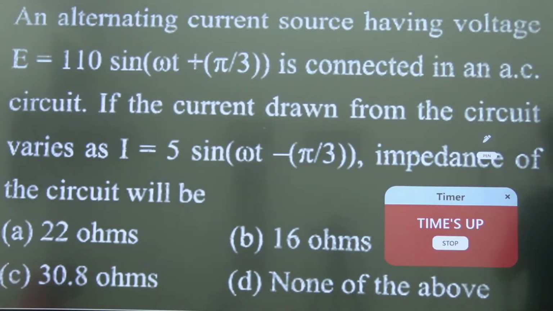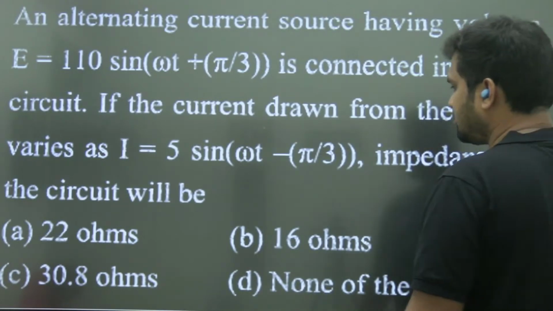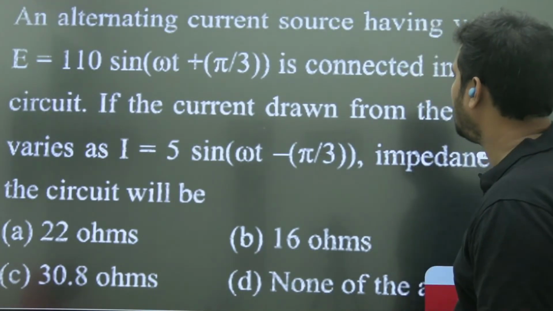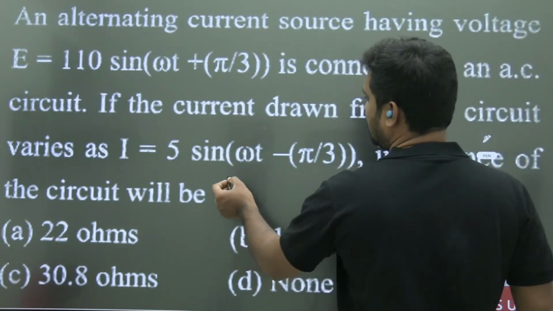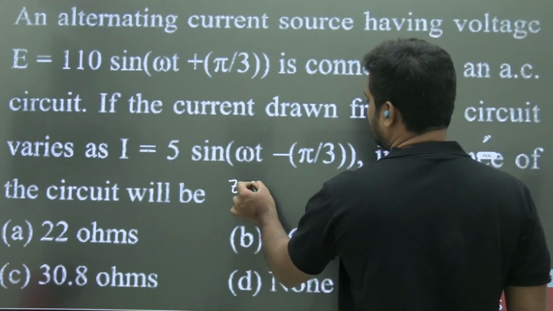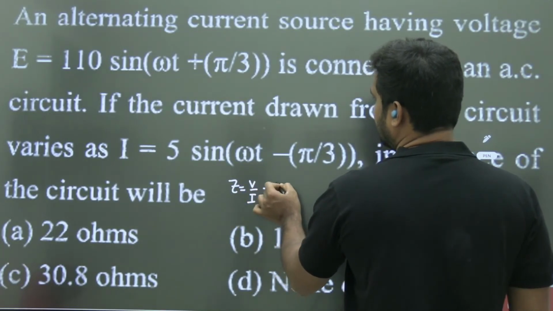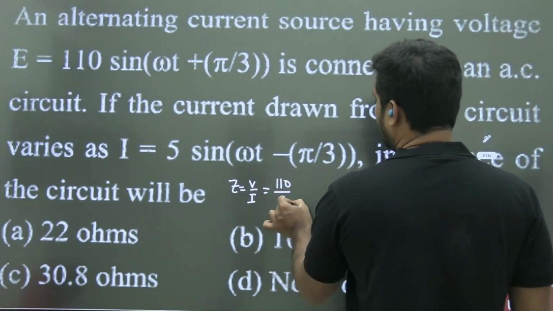Right, option A is the right answer. 22 ohms. It's a very simple question, right? He is not asking the phase, he is asking only magnitude. So the impedance will be, whatever may be the phase, Z equal to V by I. That is 110 by 5.